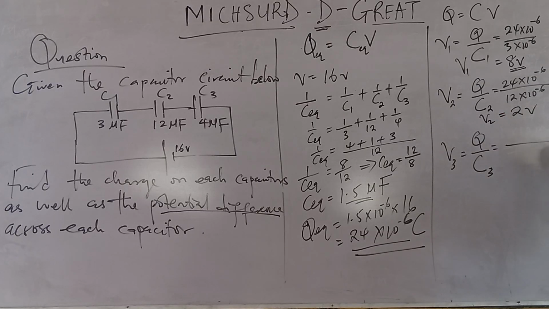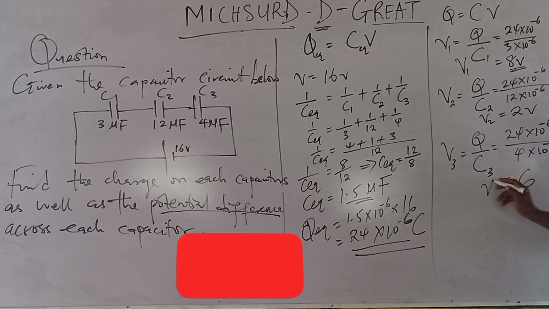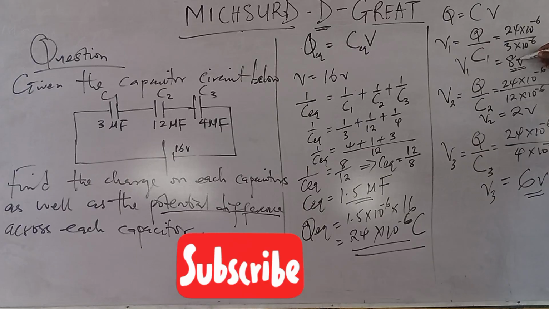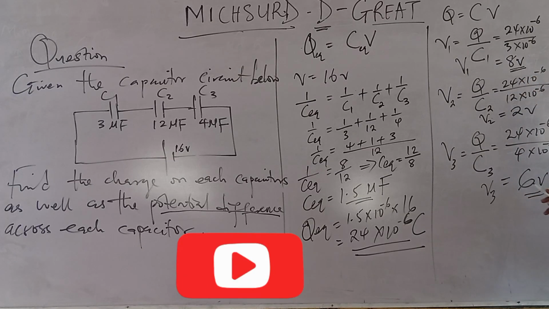Now the same way we solve for V3, the charge there is 24 times 10 raised to the power minus 6. Then C3 is 4 times 10 raised to the power minus 6. So 10 raised to the power minus 6 cancels out 10 raised to the power minus 6. Then 24 divided by 4 will give us 6. So we have V3 equal to 6 volts. So you see that V1 is 8 volts, V2 is 2 volts, and V3 is 6 volts.